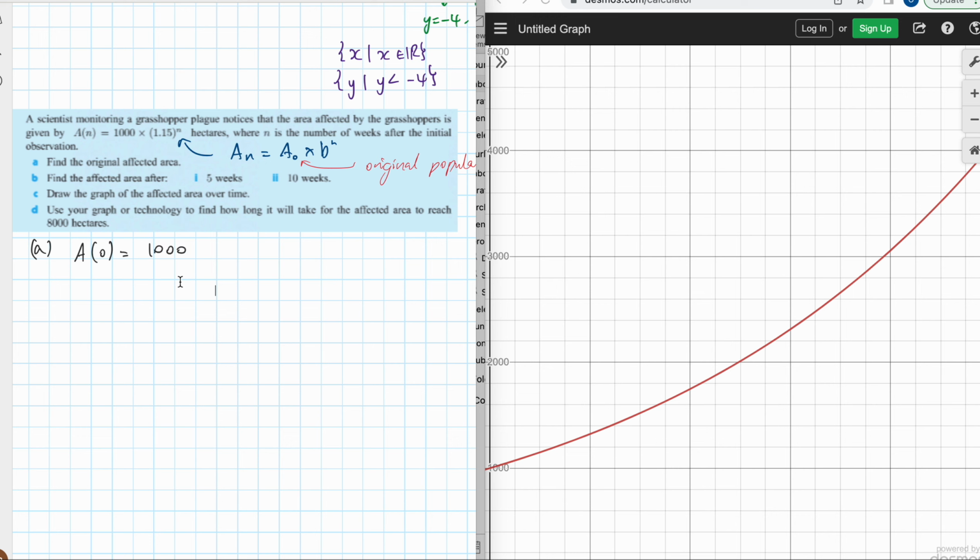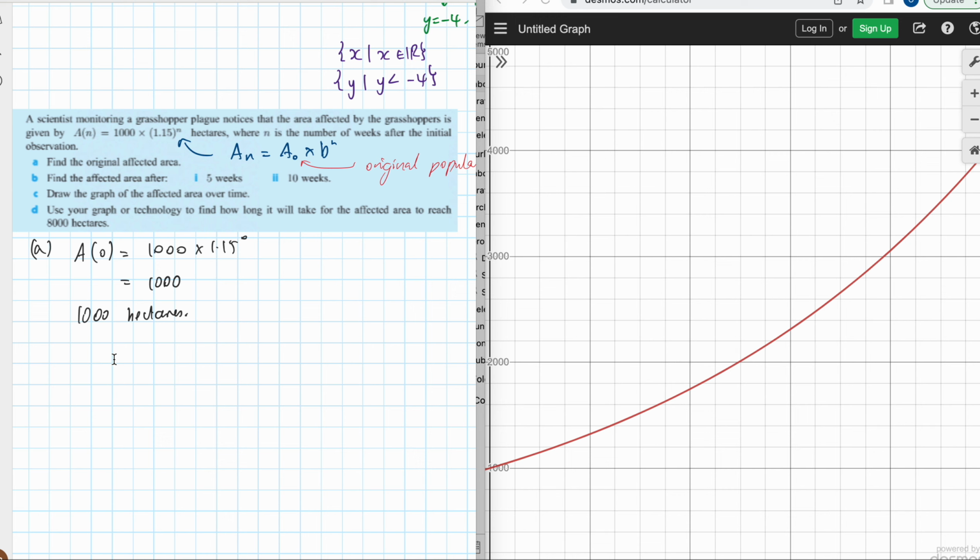And we know that anything to the power of 0, i.e. this 1.15 to the 0, is just going to become 1. So therefore, there we go. Now, since this is an applied situation, we need to say 1,000 hectares, the original affected area. So just use the units.